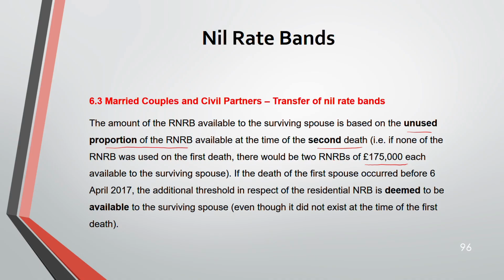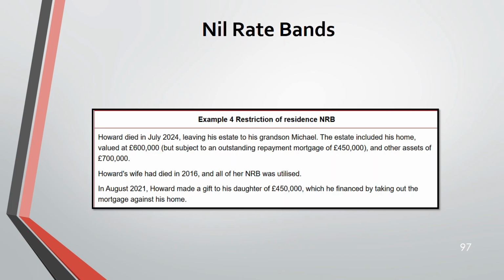If the death of the first spouse occurred before 6 April 2007, the additional threshold in respect of the residential nil rate band is deemed to be available to the surviving spouse, even though it did not exist at the time of the first death. If you're not understanding this, don't worry, through questions we'll solve this. Always try to do questions, then come back to the theory part. So with that understanding, we will be doing example 4 where our residence nil rate band will be restricted.